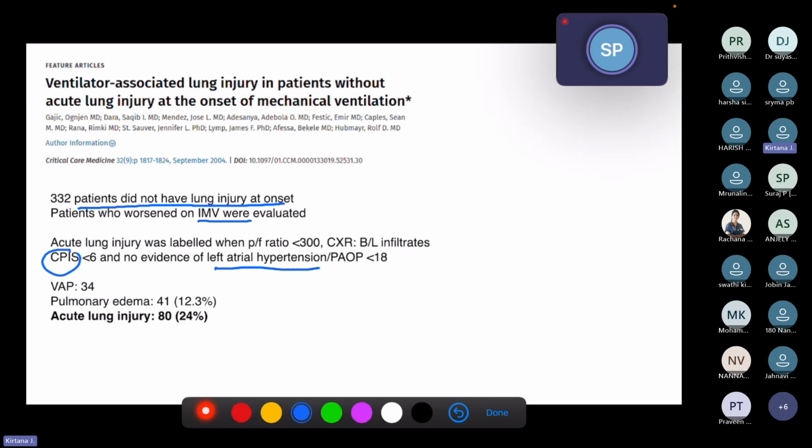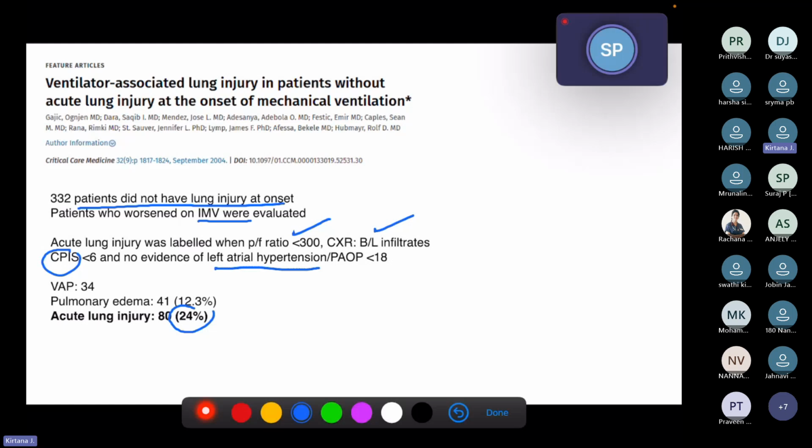That is, the patient has a PF ratio of less than 300, the X-ray shows bilateral infiltrates, but you have no other apparent reason in the form of a pneumonia or a pulmonary edema. They label these patients as having ventilator-induced lung injury. So obviously it's an overkill. Not all the patients would be truly having VILI, but some of them would definitely be having VILI. We can see that in their setting, out of the 332 patients, they thought that 24% developed worsening because of VILI, and around 12% had pulmonary edema.